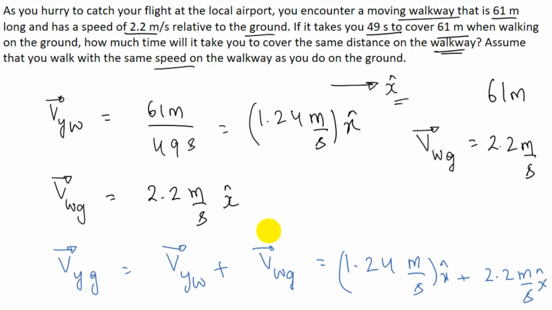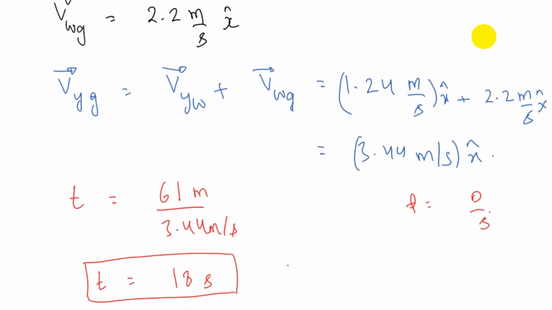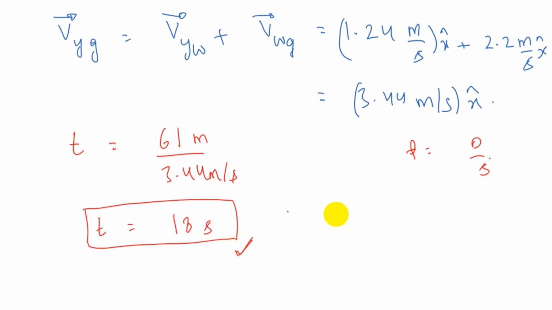Now if you compare the results, when you are not using the walkway, you take 49 seconds to cover 61 meters. But when you use the walkway, you will take only 18 seconds to cover the same distance. Therefore, you can conclude that the moving walkway decreased your time of travel from 49 seconds to 18 seconds.